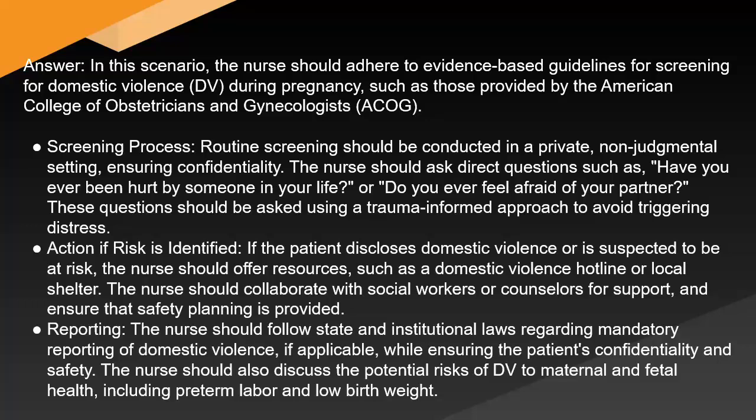Action if risk is identified: If the patient discloses domestic violence or is suspected to be at risk, the nurse should offer resources, such as a domestic violence hotline or local shelter. The nurse should collaborate with social workers or counselors for support and ensure that safety planning is provided. Reporting: The nurse should follow state and institutional laws regarding mandatory reporting of domestic violence, if applicable, while ensuring the patient's confidentiality and safety. The nurse should also discuss the potential risks of DV to maternal and fetal health, including preterm labor and low birth weight.